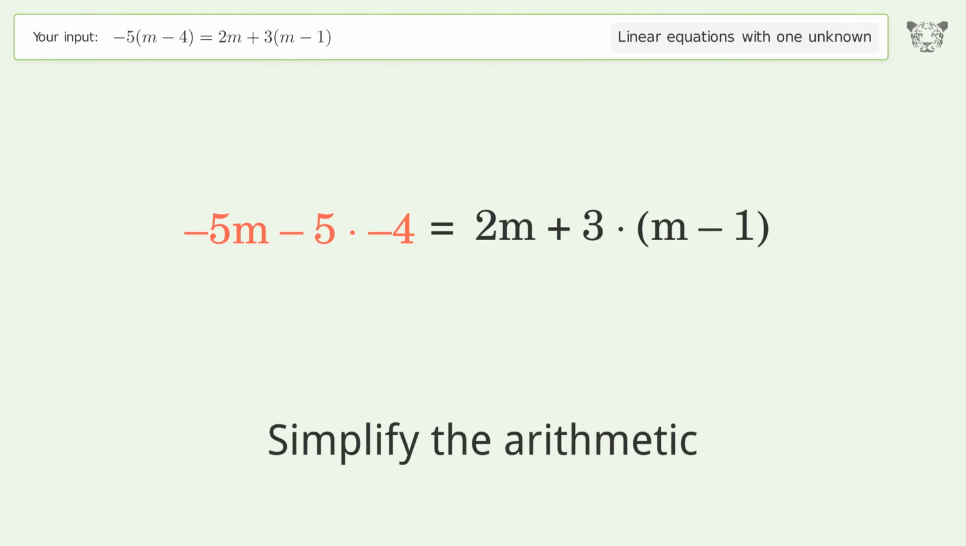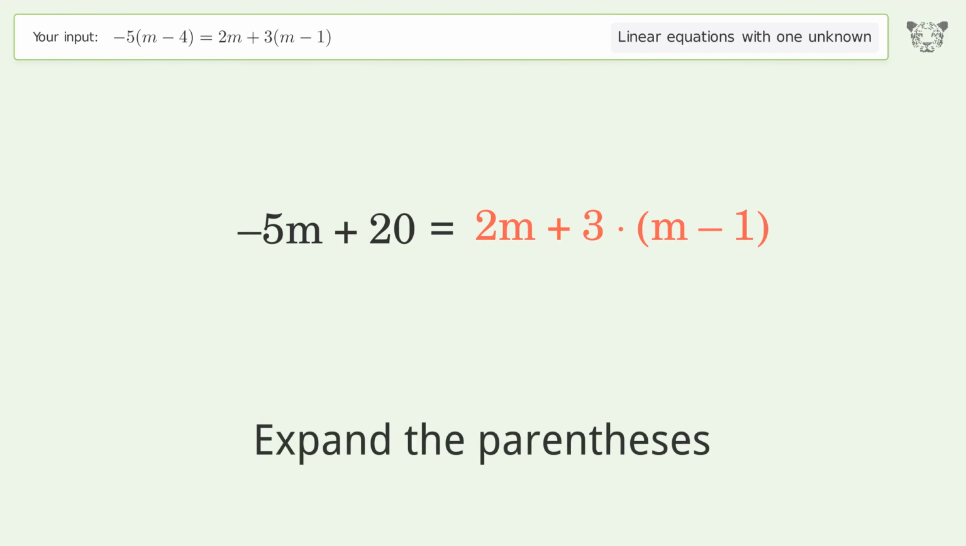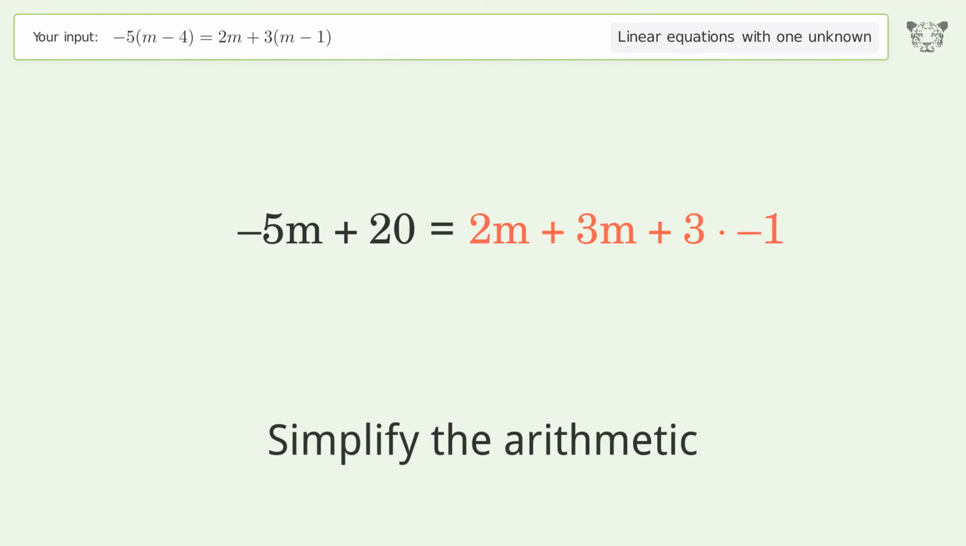Simplify the arithmetic. Expand the parentheses. Simplify the arithmetic.